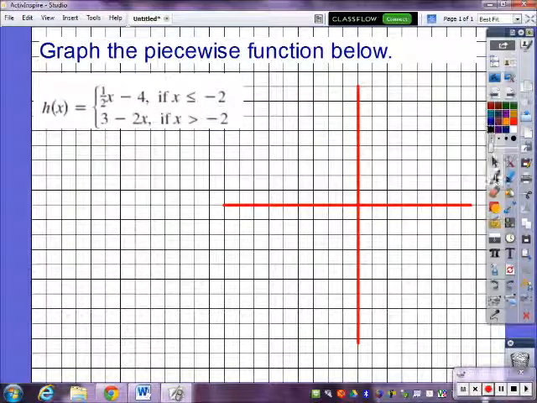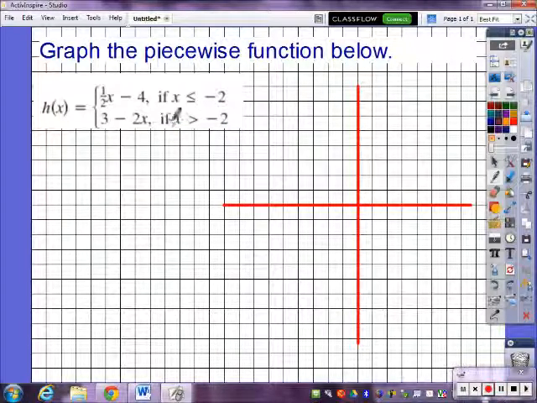So in this problem, it says graph the piecewise function below, and we have h of x equals 1/2 x minus 4 if x is less than or equal to -2, and 3 minus 2x if x is greater than -2. And so a piecewise function is going to have two pieces. It's divided by -2. Sometimes they can have more than two pieces, but in this case we only have two.